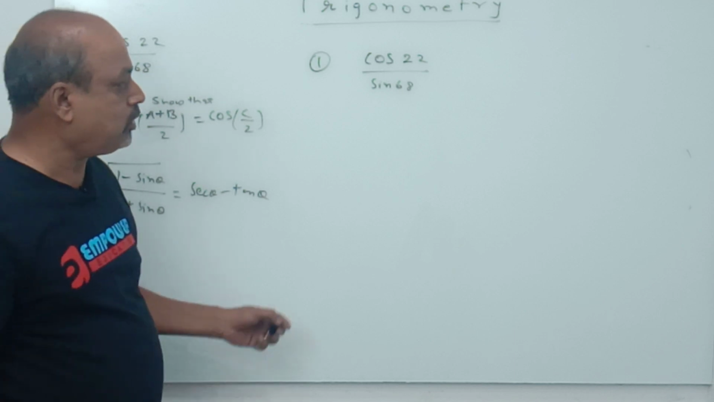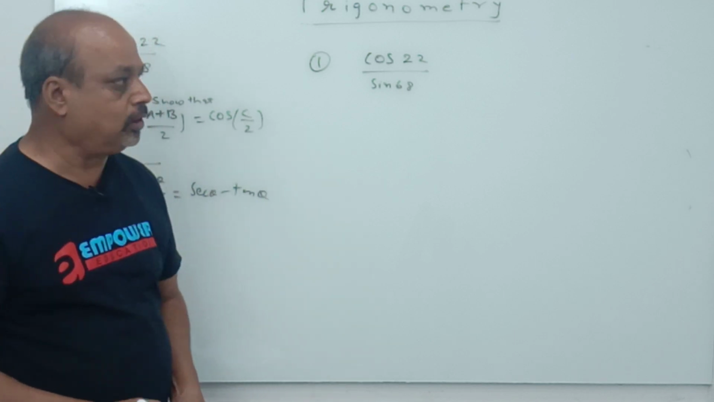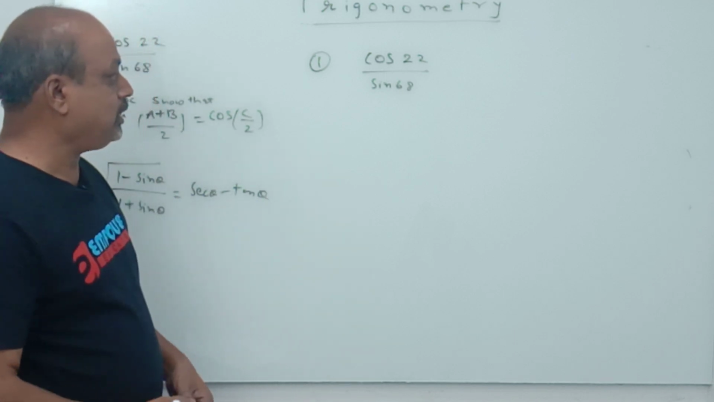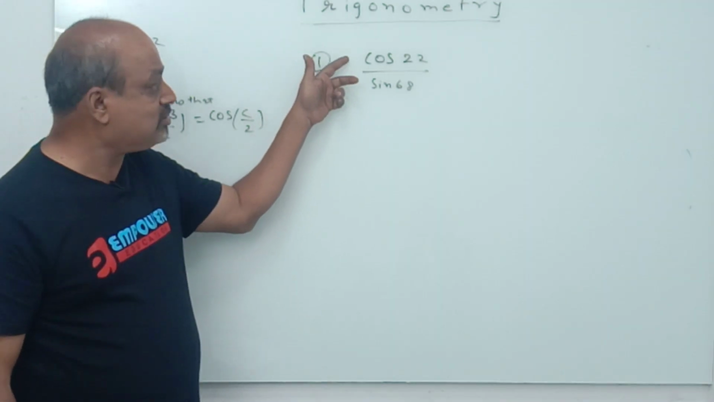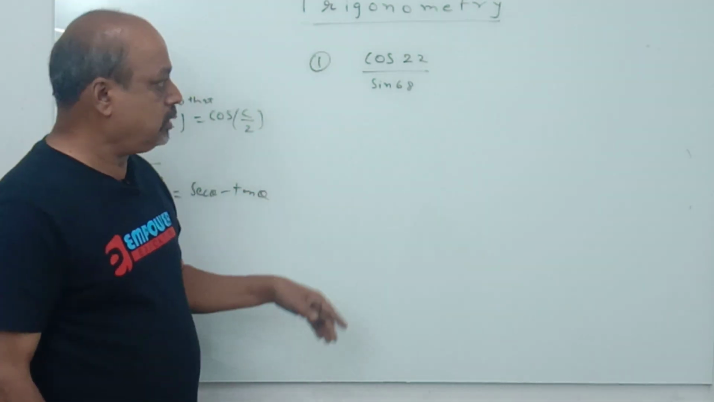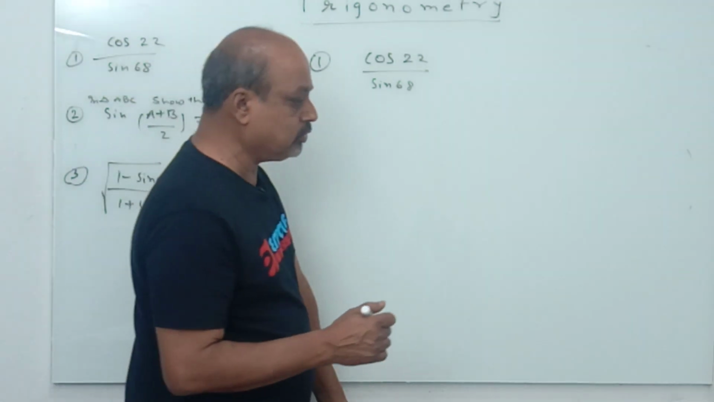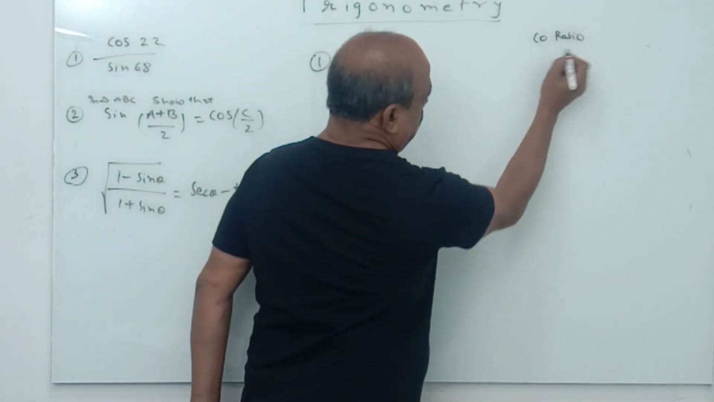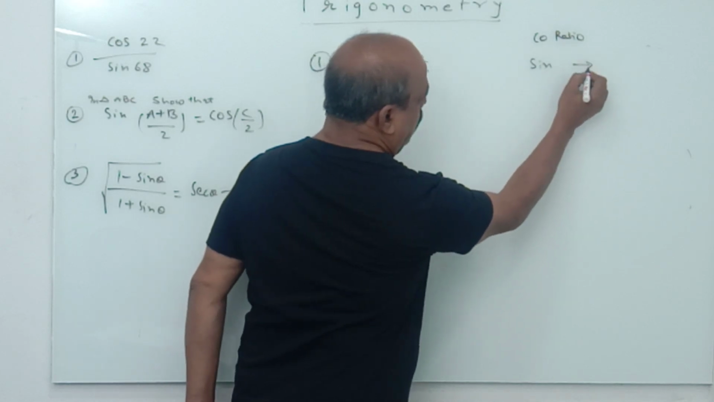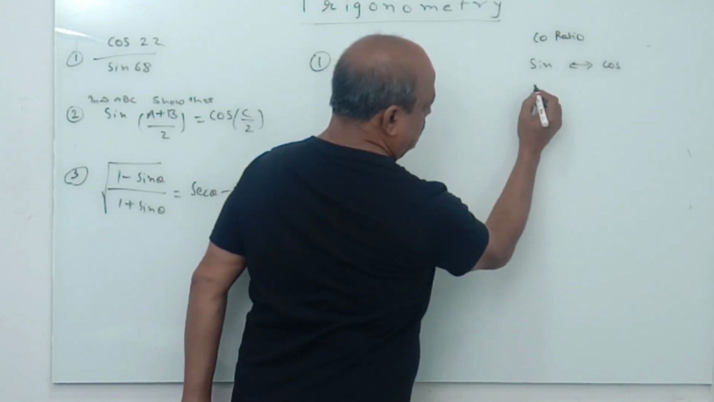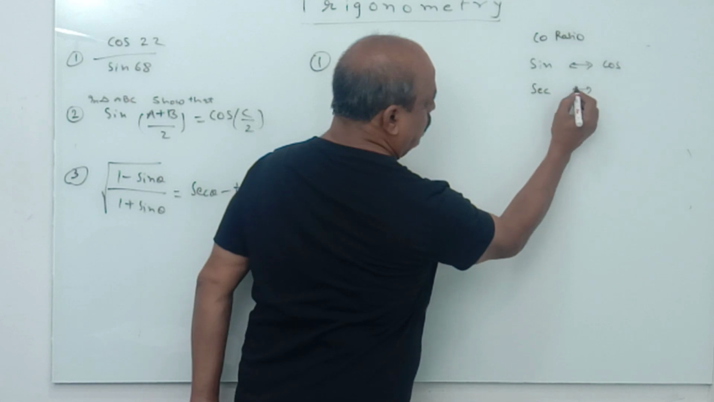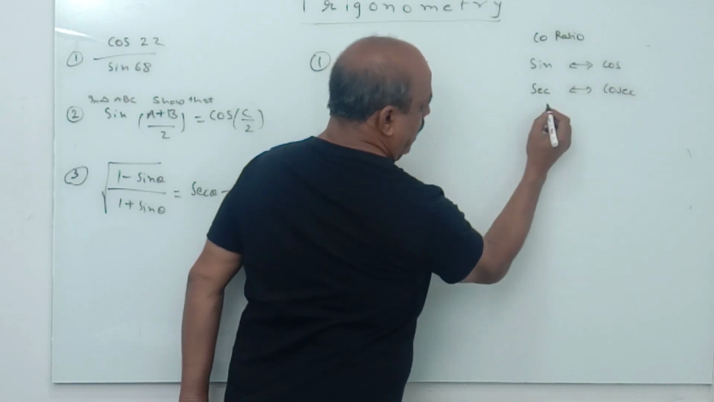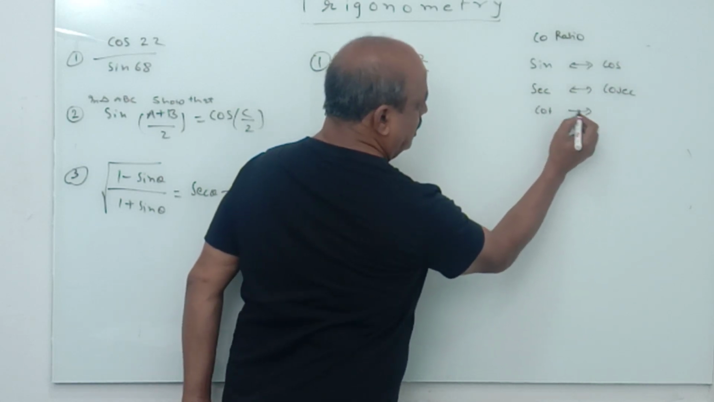Whenever you have to solve problems on complementary angles, you check whether the division contains co-ratios or not. Now I will write down the co-ratios. The co-ratio for sine is cos, sec is cosec, and cot is tan.